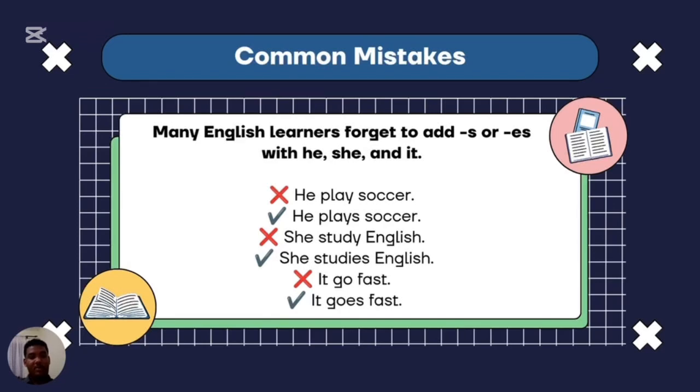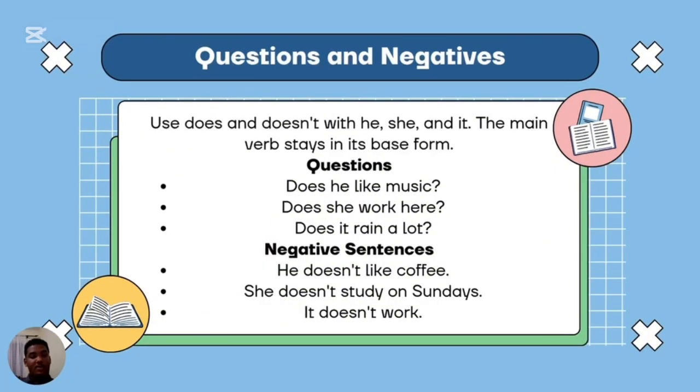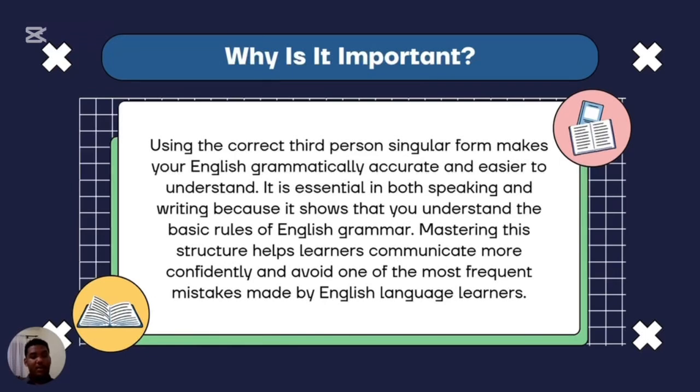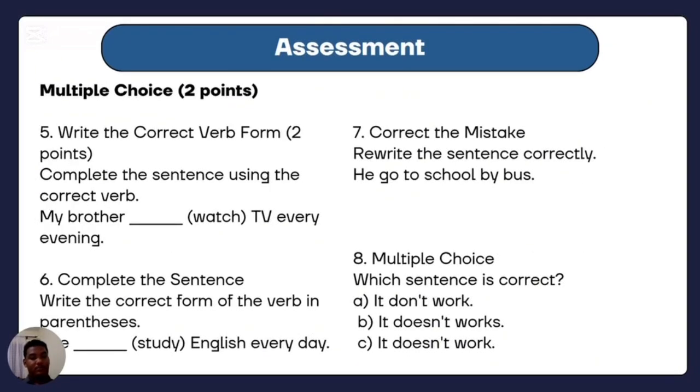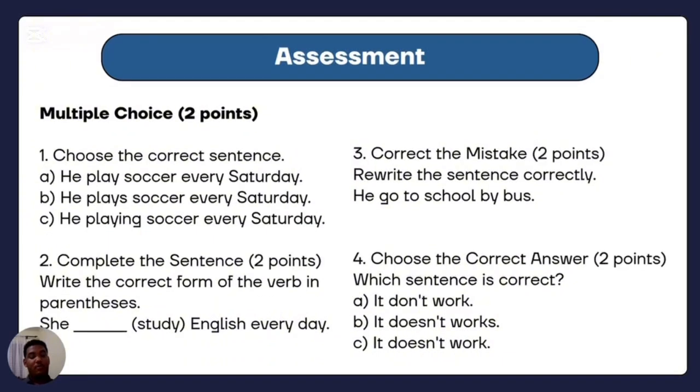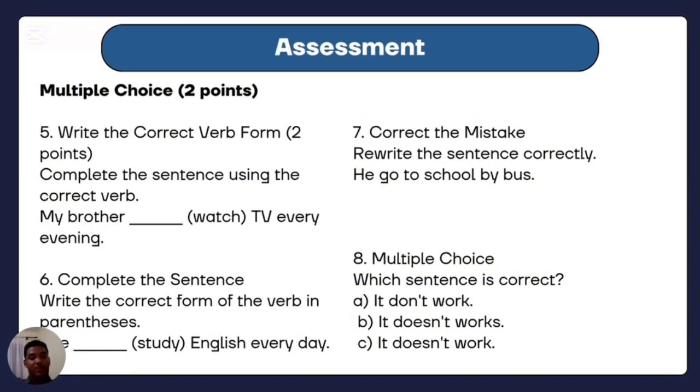Common mistakes that we can see: he plays soccer, he plays the guitar. All of these mistakes always happen, or almost always happen, with the third person. Why is it important? Using the correct third person singular form makes your English grammatically accurate and easy to understand. It's essential. Here is a little assessment, so you can practice your English and your knowledge about this presentation.